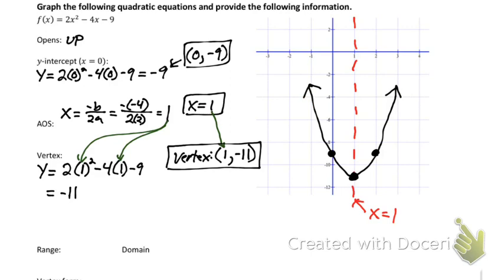That's just a rough sketch of it. We're going to find our zeros. And when I find my zeros, we can have a more refined graph, but that's fine for our graph.